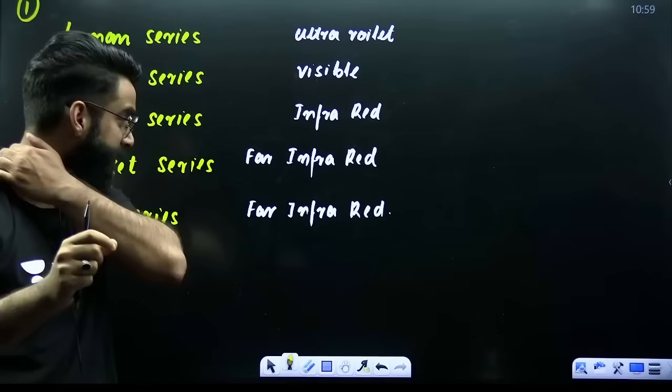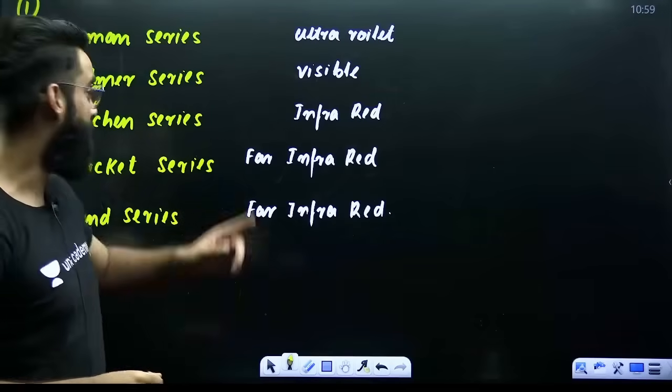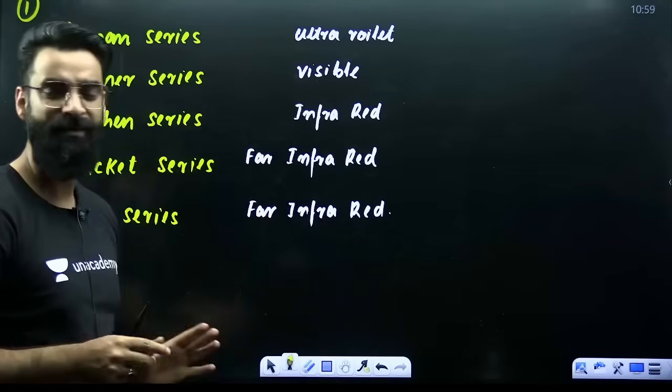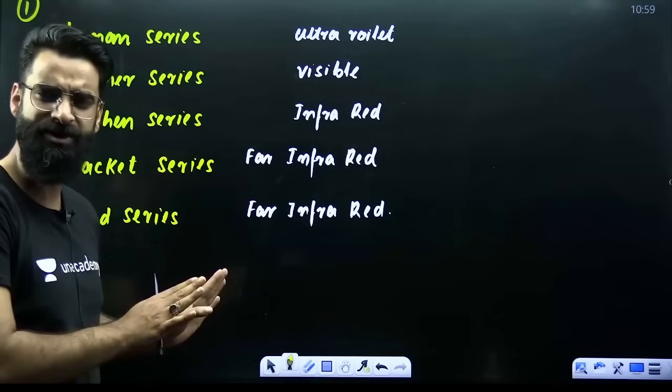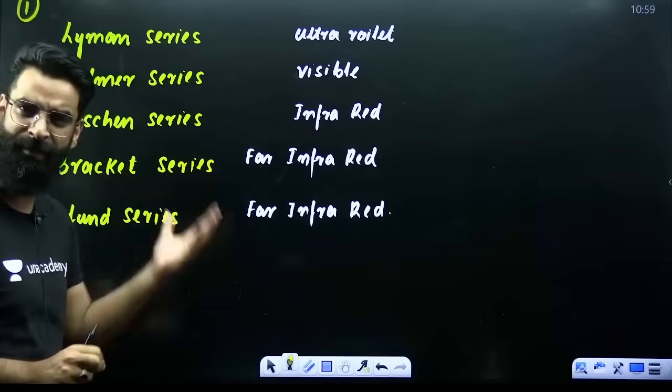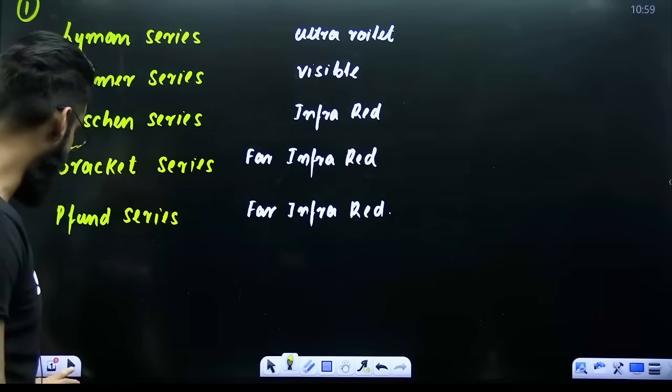my dear students. Two years back, the question was asked: Balmer series falls in which region? The answer was visible. Now, anything can be asked from this table. It's a simple question, right? You are not supposed to use any pen and paper for this. You just need to remember this table. This was your question number 1.